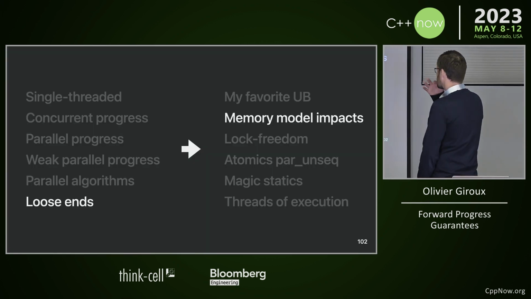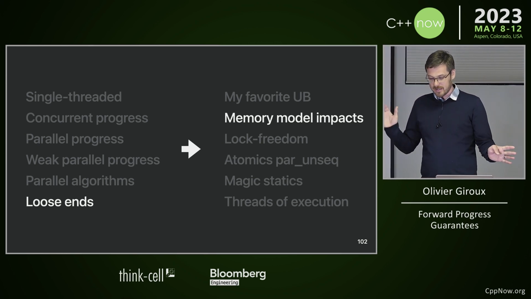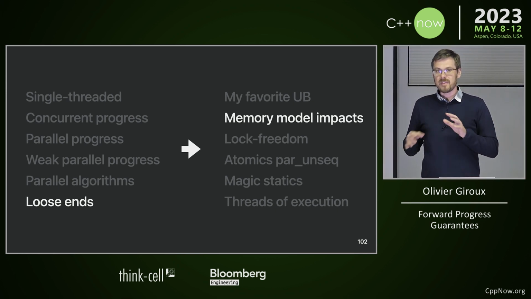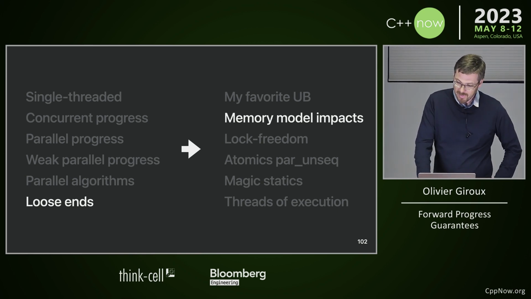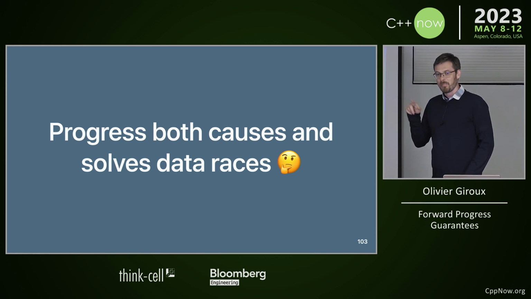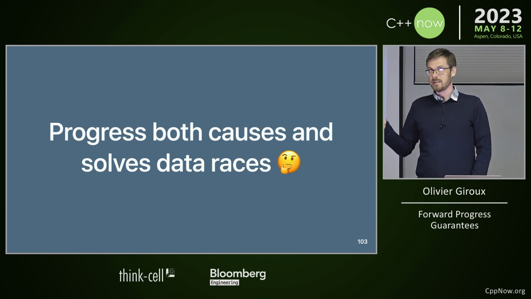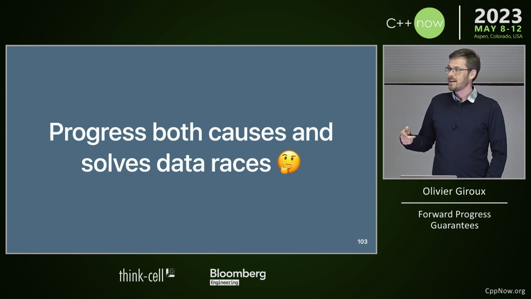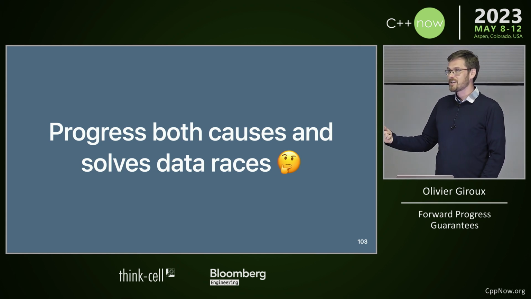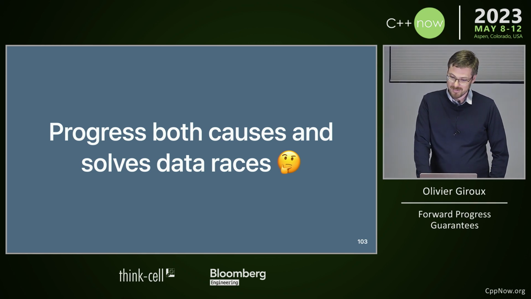Okay. I'd like to talk about interactions with the memory model. Forward progress and the memory model are two separate bits of specification, but they touch in a bunch of places. One first food for thought is that progress is both the cause and the solution of data races. You wouldn't have data races if you did not have concurrently progressing tasks. At the same time, you use your forward progress guarantees to build synchronization, which you use to remove data races. Think about that.